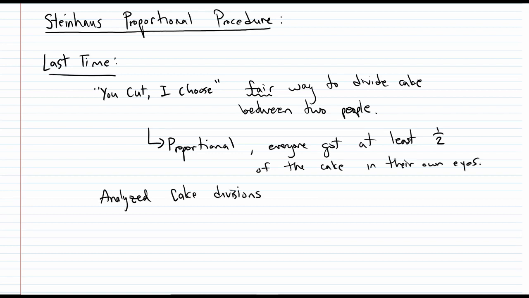And we analyzed cake divisions for 3 people, but we didn't actually talk about what is a good way to divide up cake between 3 people, right? I just gave you a division and we looked at, is this division proportional? Is it equitable? Envy-free, Pareto optimal? But we never talked about how we might arrive at such a nice division.